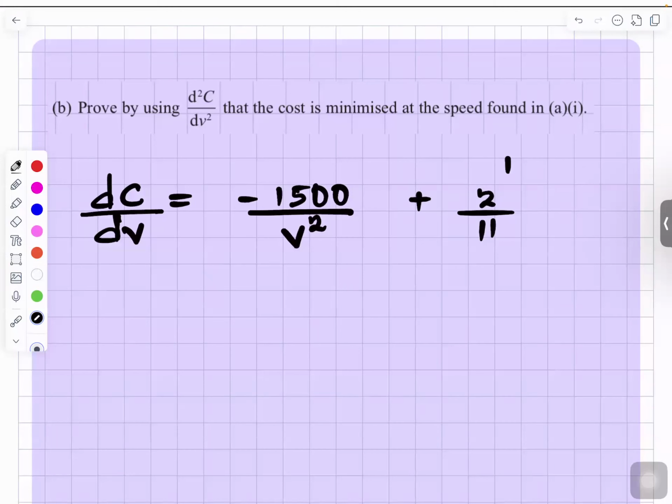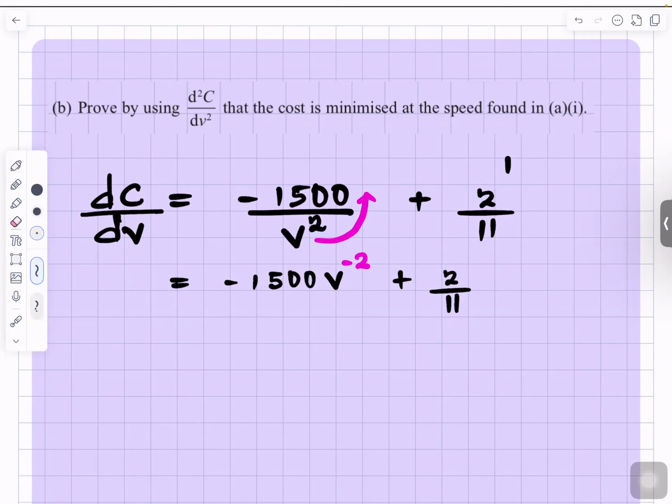Part B. Prove by using d squared C over dV squared that the cost is minimized at the speed found in A part 1. So we want to differentiate the second time. So we will take this V squared to the top and we will write it as minus 1,500 V to the power minus 2 plus 2 over 11. So that's what we want to differentiate.